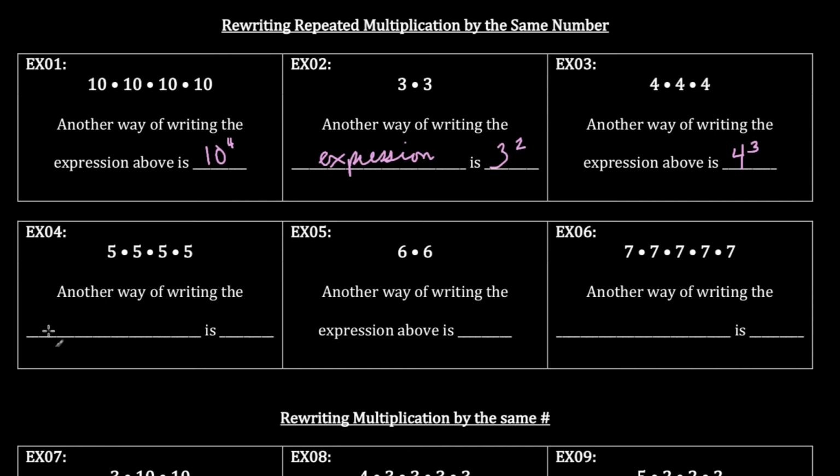Another way of writing the expression above is 5 to the fourth power. And this would be 6 to the second, and this would be 7 to the fifth power. Remember, this only works for multiplication. This won't work for 10 plus 10 plus, because you write repeated addition as multiplication, but you write repeated multiplication as exponents.